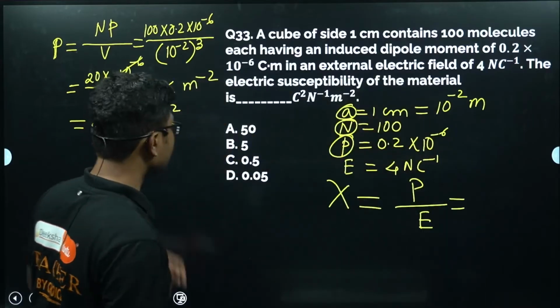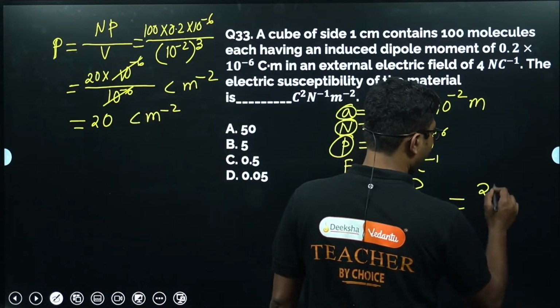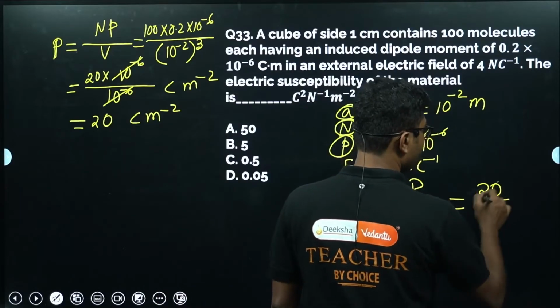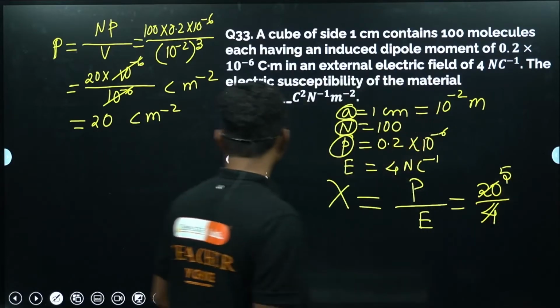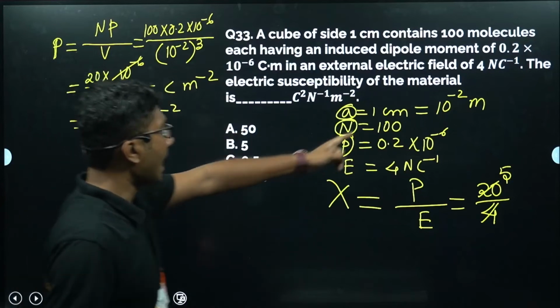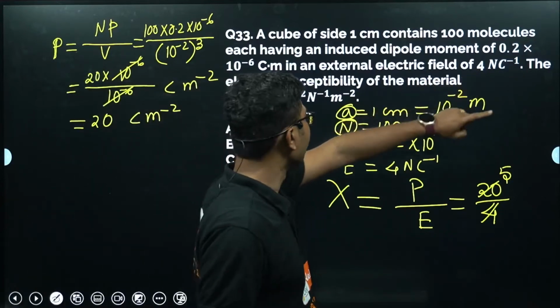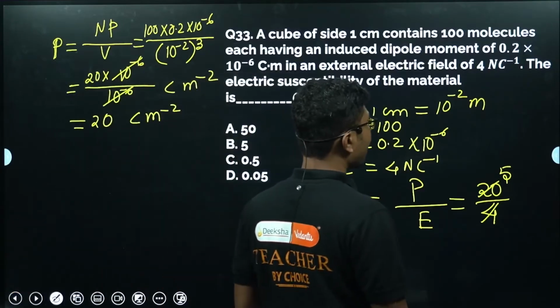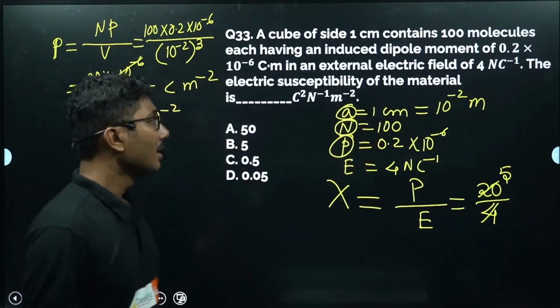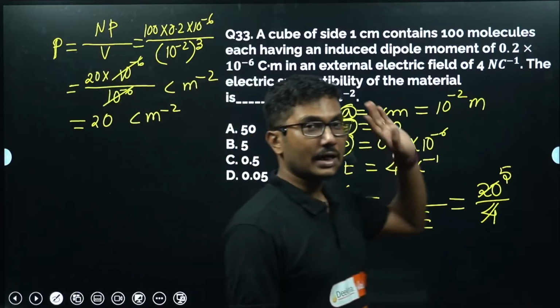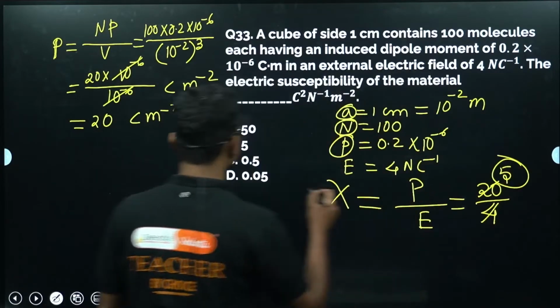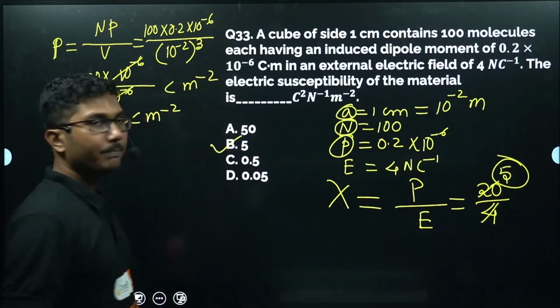Now polarization is 20, electric field is 4, so it will be 5, and the unit will be coulomb meter cube, and there will be 1 Newton per coulomb. So coulomb square will come, and you will get coulomb square Newton inverse per m to the power minus 2. So this is the answer given, 5. So what is the correct option then? Correct option is option B.